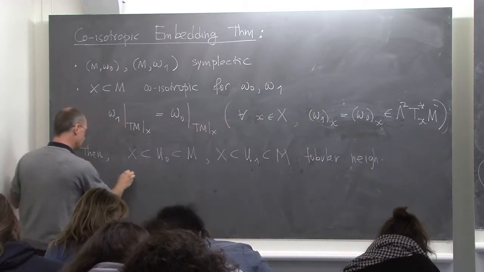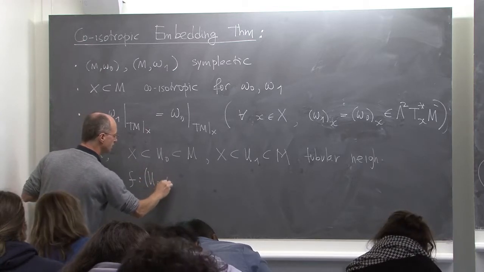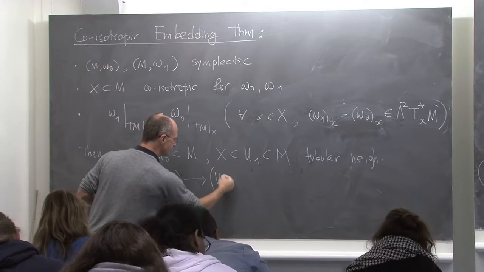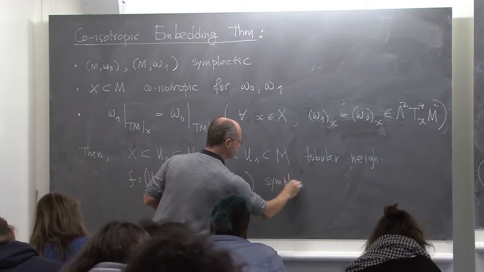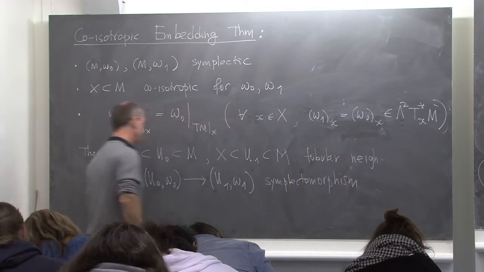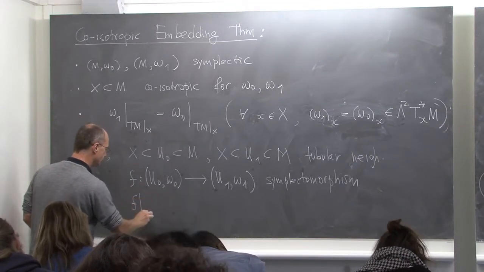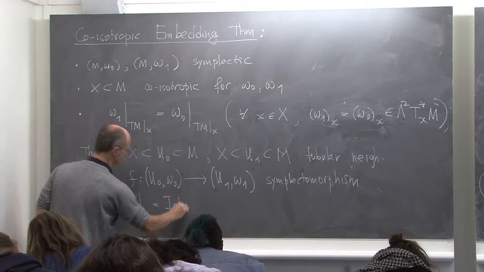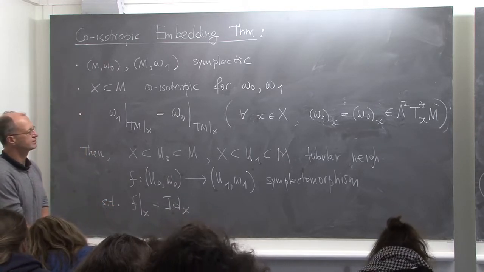Neighborhoods, any map, U0, omega 0, U1, omega 1, which is a symplectic morphism. And of course, when restricted to X, it is equal to the identity of X.